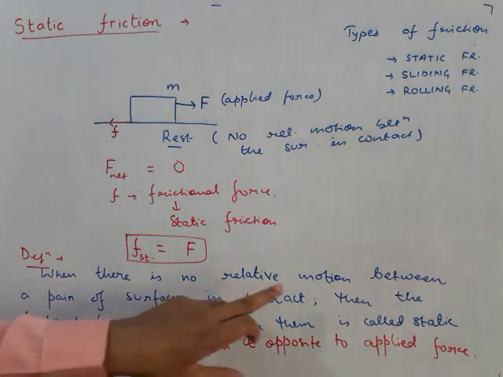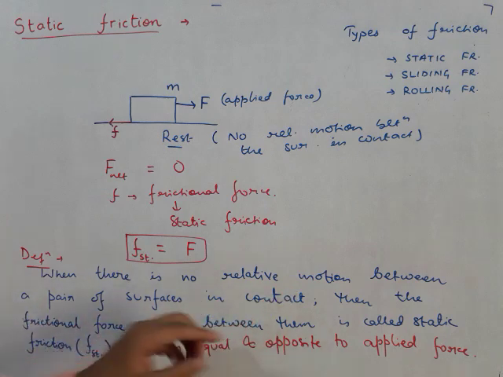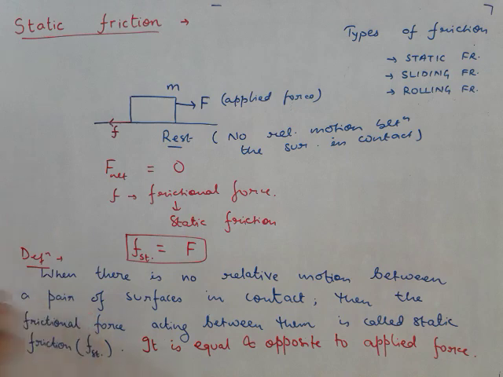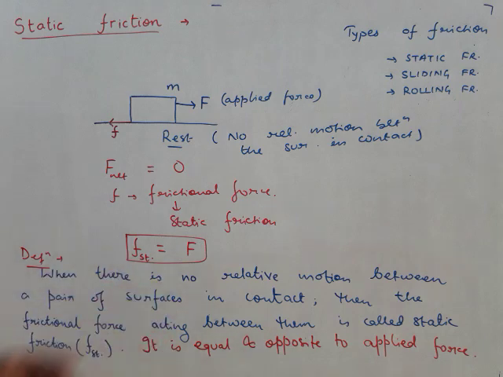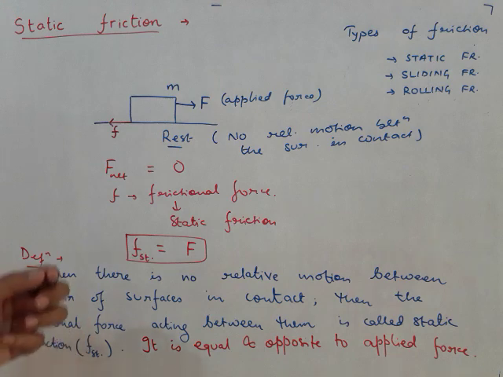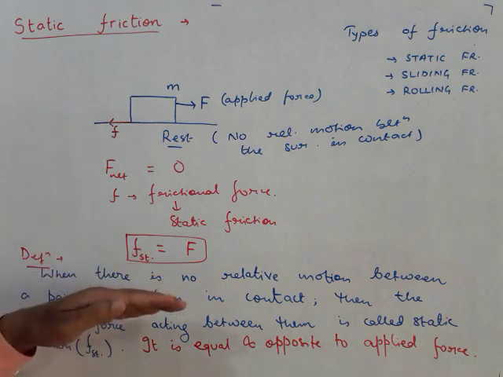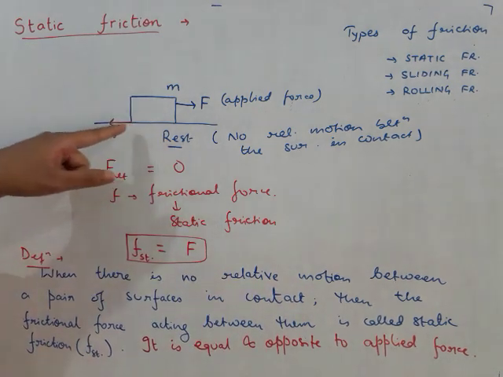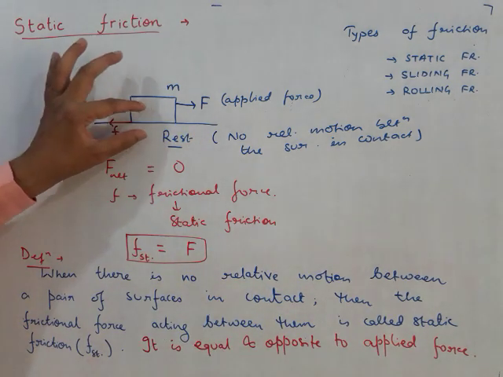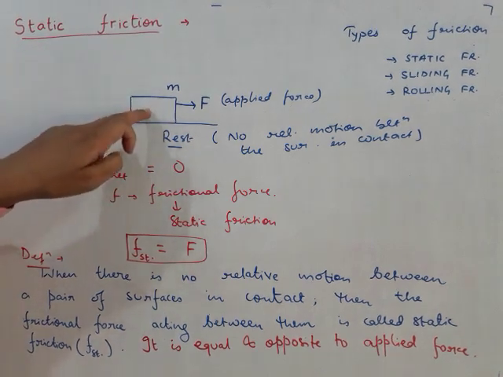When there is no relative motion between a pair of surfaces in contact, somebody can also write, if two surfaces in contact are not moving relative to one another. Some person can also write, if one surface is at rest with respect to another surface in contact. So see, there are many terminologies. You choose as per your wish what suits you the best. No relative motion means one surface and the other surface which are in contact, they are at rest with respect to one another.